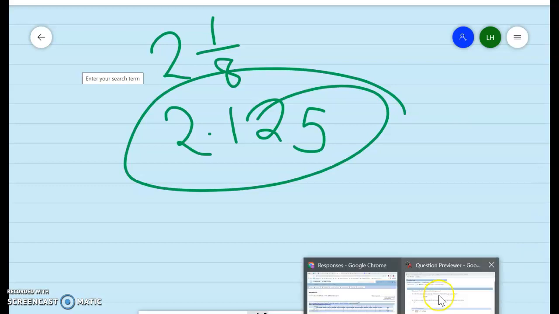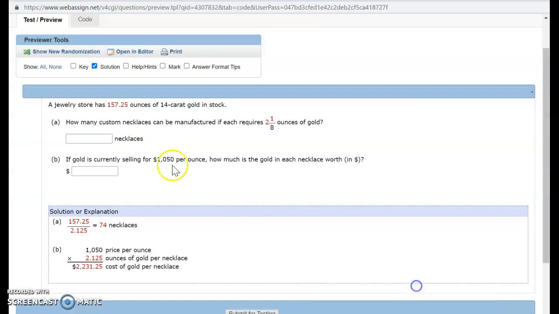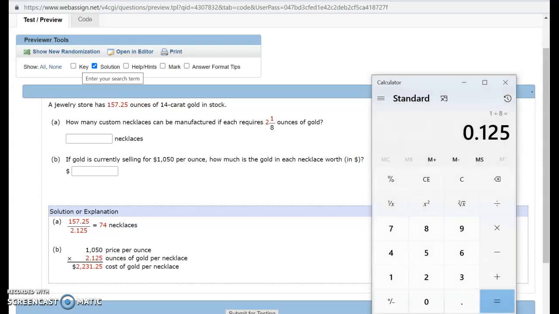So we're going to do 157.25 divided by 2.125. So if you do that, 157.25 divided by 2.125, we can make 74 necklaces.